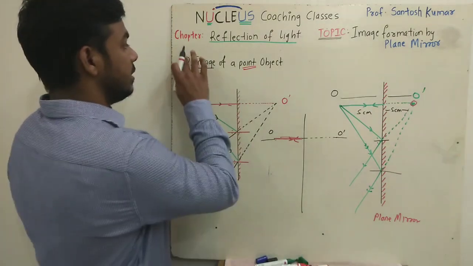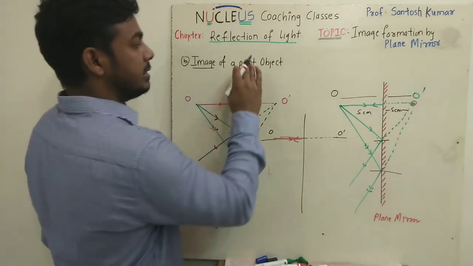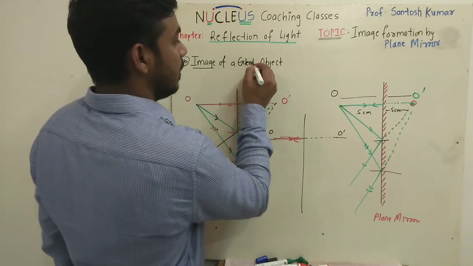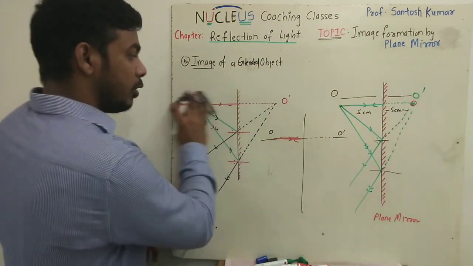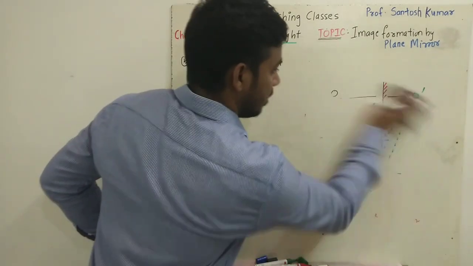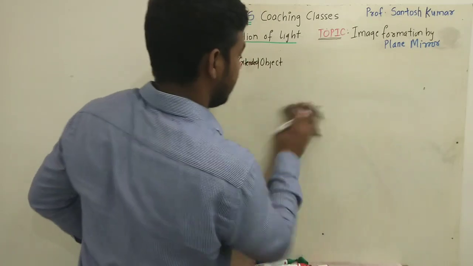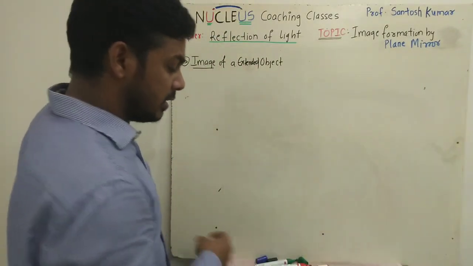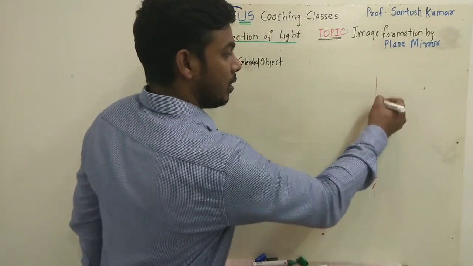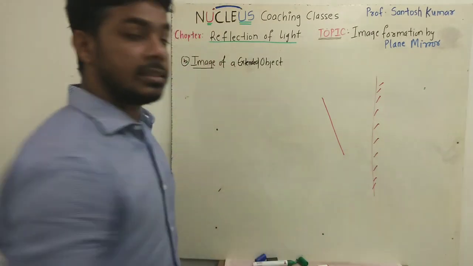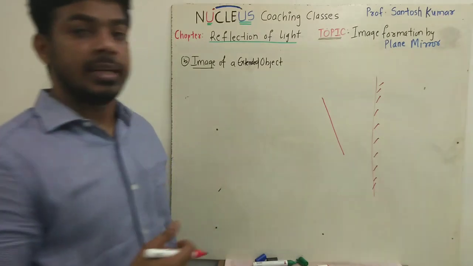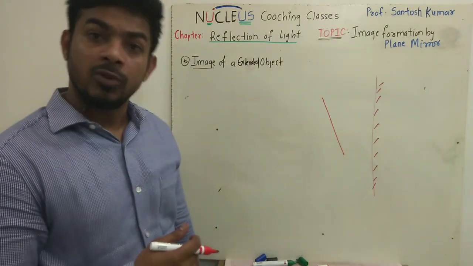Now in the second case, I will consider an extended object. For an extended object, let's see what we have to do. I will draw it roughly, and then I'll explain the formation of it. So this is a mirror where you have considered an extended object. See, this is a line and we have to form the image of this extended object by reflection of light from the plane mirror.